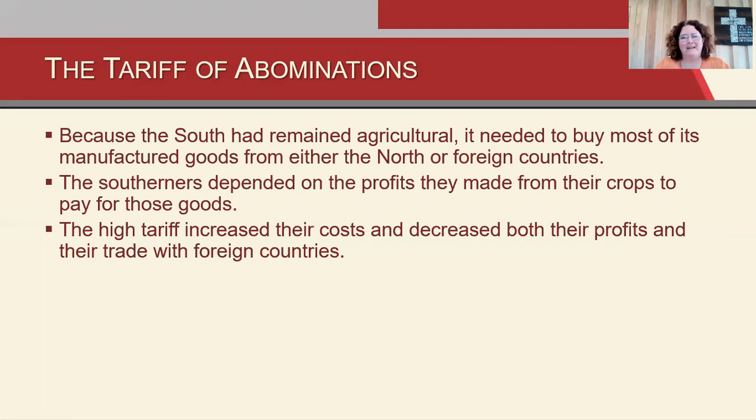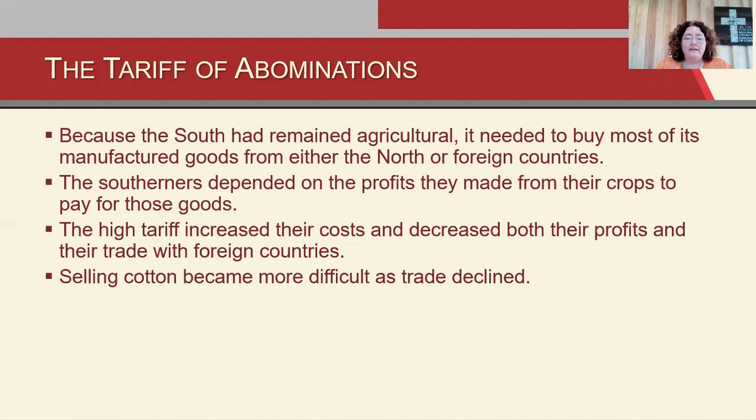The high tariff increased their costs and decreased both their profits and their trade with foreign countries. The foreign countries were upset about the protective tariffs as much as the South was. A lot of times they refused to buy goods from America because of those protective tariffs. So selling cotton became more difficult as trade declined with these foreign countries. Cotton prices fell.